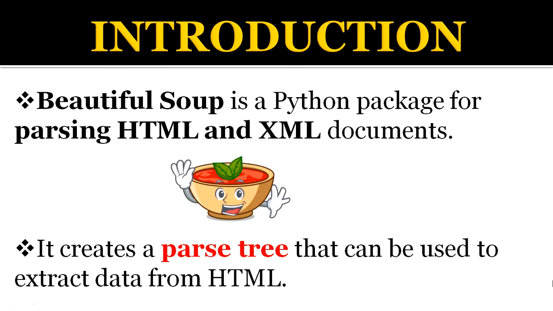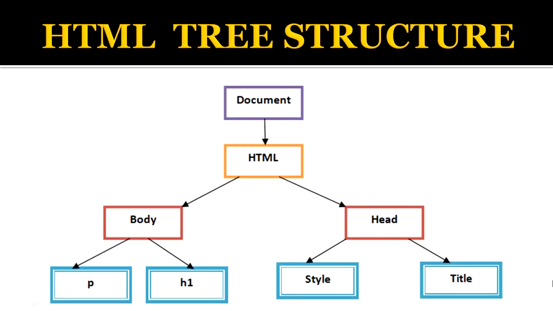Now what is Beautiful Soup? Beautiful Soup is a Python package for parsing HTML and XML documents. It creates a parse tree that can be used to extract data from HTML. Now when I say parse tree, this is what I mean.